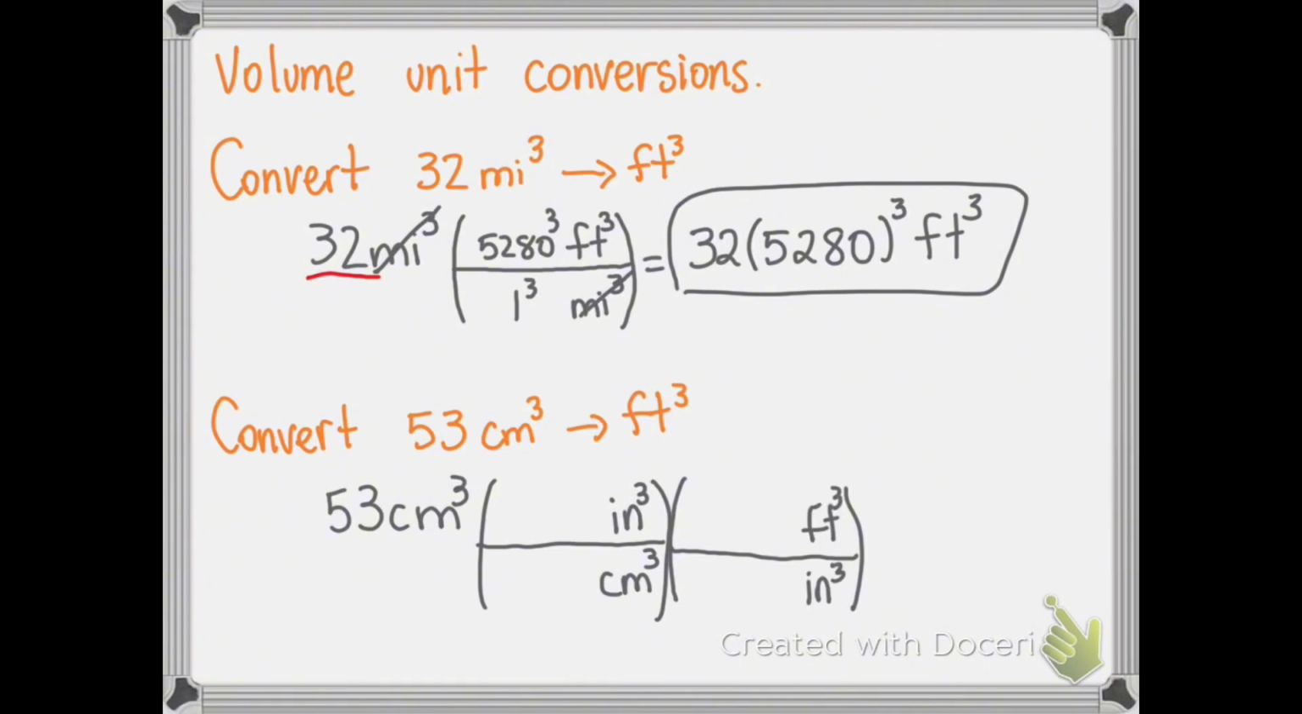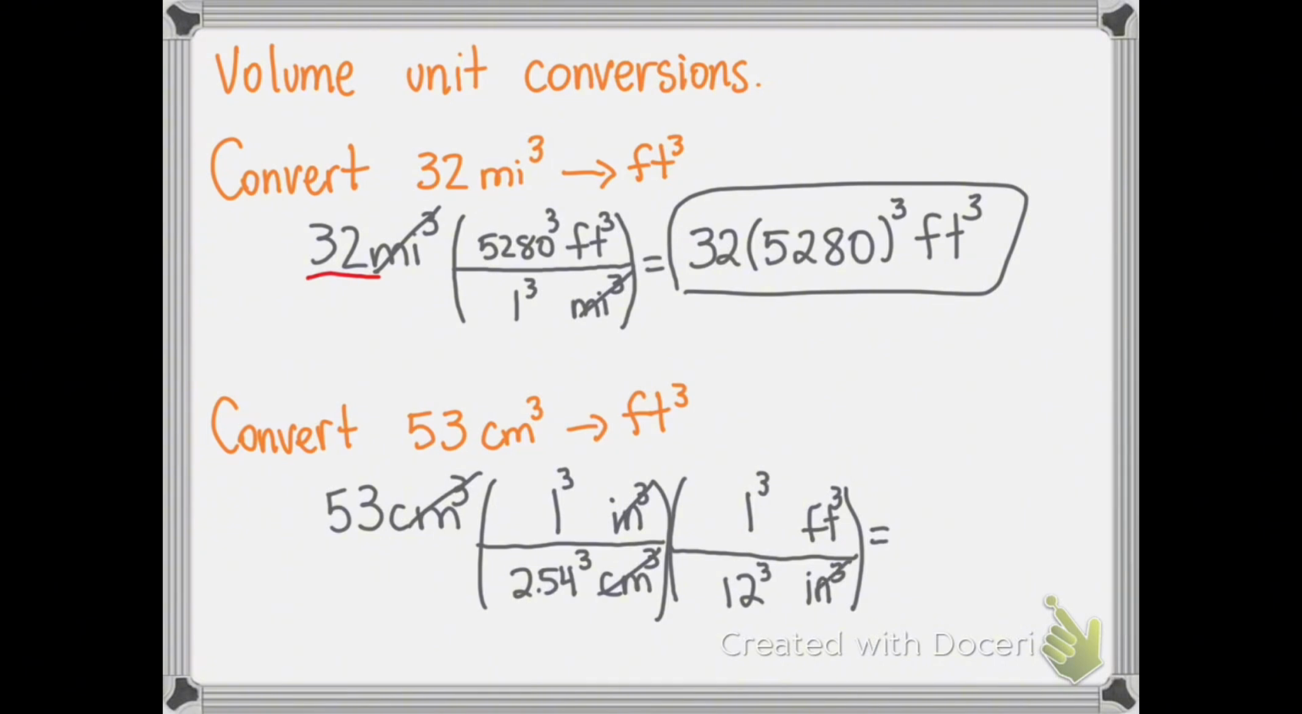Now we'll put the values for each conversion. 1 cubic inch is 2.54 to the third power cubic centimeters. And 1 foot is 12 inches to the third power. Now notice the 1, it doesn't matter if it has the 3 or not, because 1 to the third power is 1, but everything else has to have the 3.